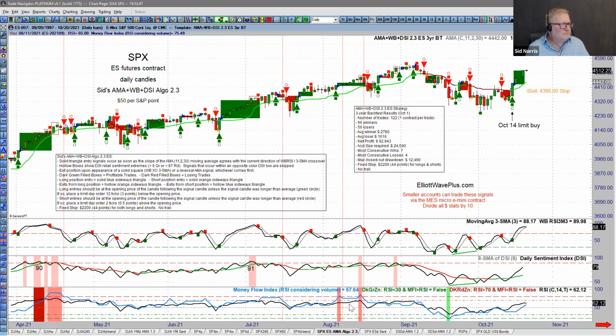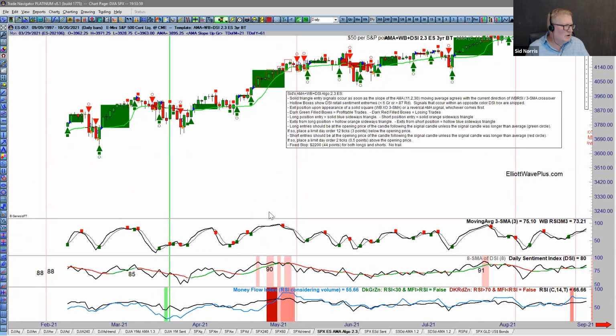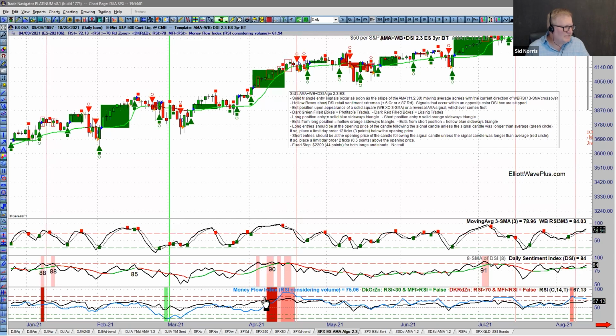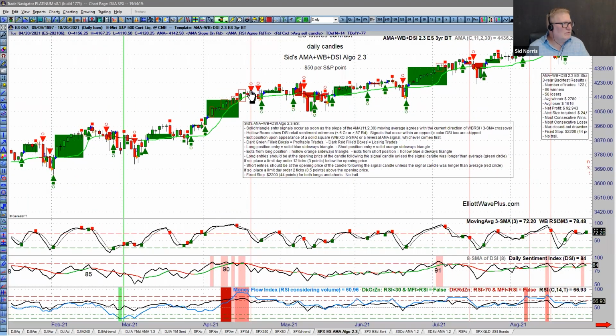And you'll notice that there are different colors of severity of overbought or oversold on this item. The last time we had a severe overbought situation, where the RSI was in overbought territory but the money flow, the volume, wasn't there to support it, was in this area right here. And we also had a DSI of 90, a very high reading, and it was saying, hey, watch out. We're probably going to see a correction soon, which there was.